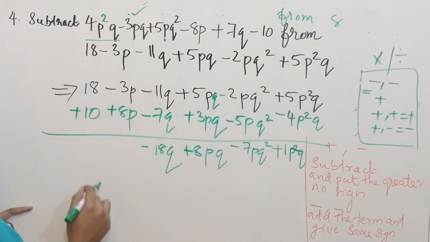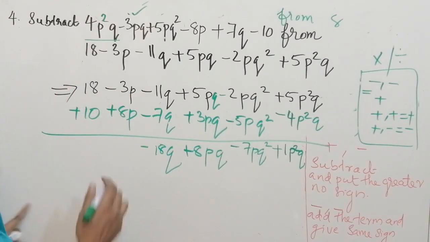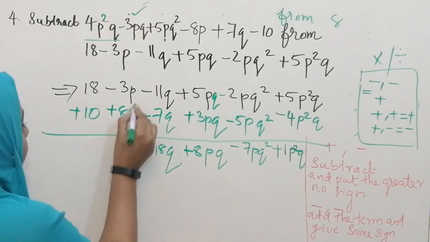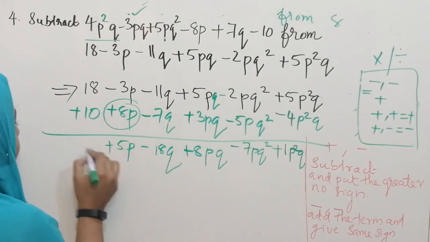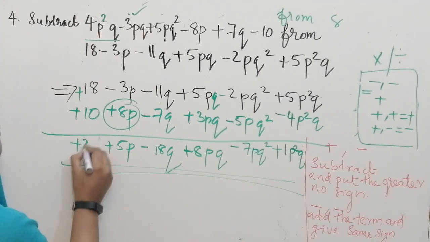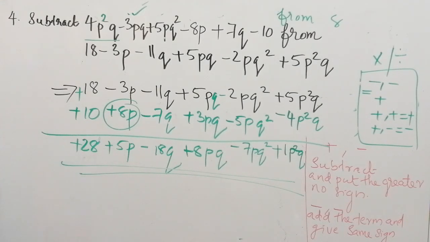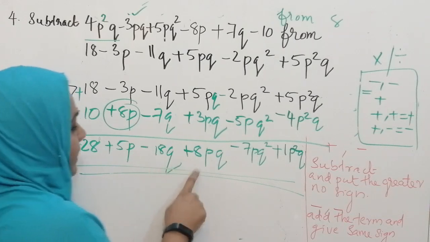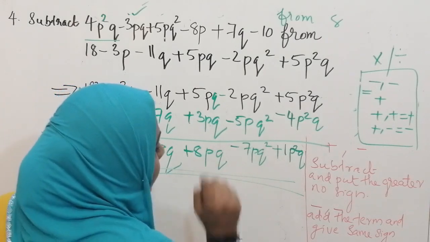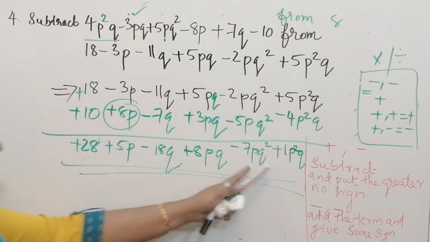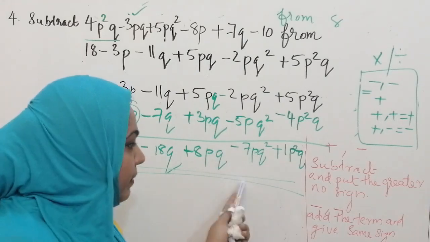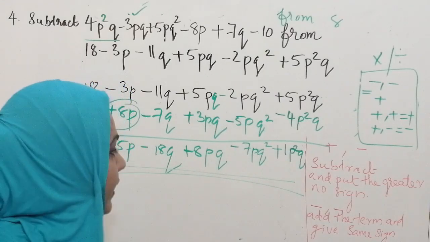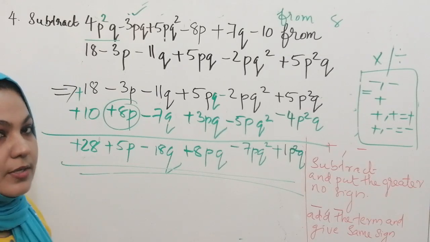So next is different sign, subtract and give the greater number's sign. So that is 5p. So what is the greater number here? 8. So plus. 18 plus 10 is 28. So this is the answer, 28 plus 5p minus 18q plus 8pq minus 7pq square plus p square q. If you write plus 1 also no problem. If you simply write p square q, it is the same answer, because p square q means 1 p square q only.